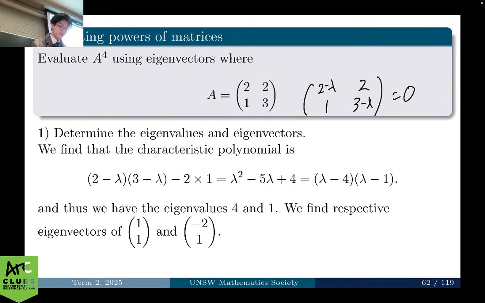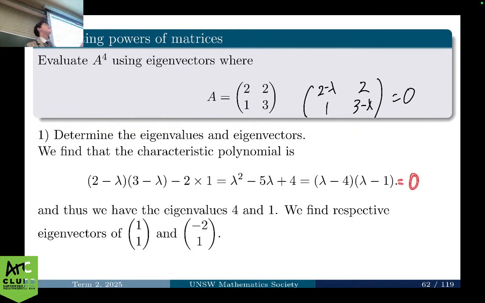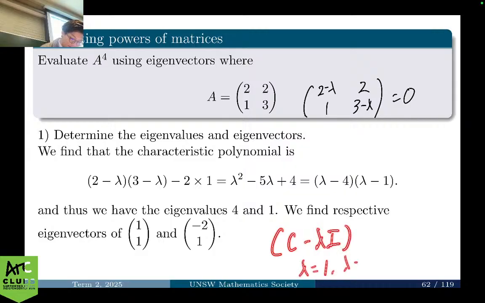And so our characteristic polynomial, as we see here, resolves out to, and we can factorize in the end, lambda minus 4, lambda minus 1. So if we solve this characteristic polynomial equals 0, then we'll find that our eigenvalues are lambda equals 1 and lambda equals 4. Using our beautiful software Maple again, now we have to find this matrix here for lambda equals 1 and lambda equals 4, and we find our eigenvectors. And this has to produce the 0 matrix in the end.